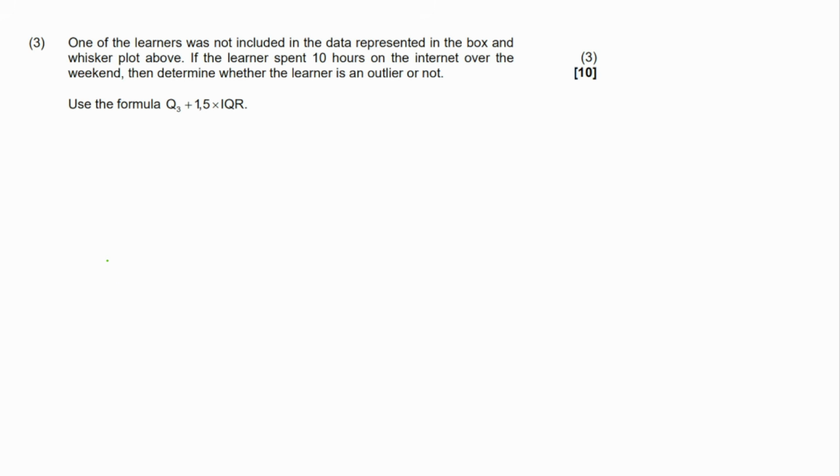So for question 3, it says one of the learners was not included in the data represented in the box and whisker plot above. If the learner spent 10 hours on the internet over the weekend, then determine whether the learner is an outlier or not. So we have to use this formula over here. So Q3 plus 1,5 times IQR.